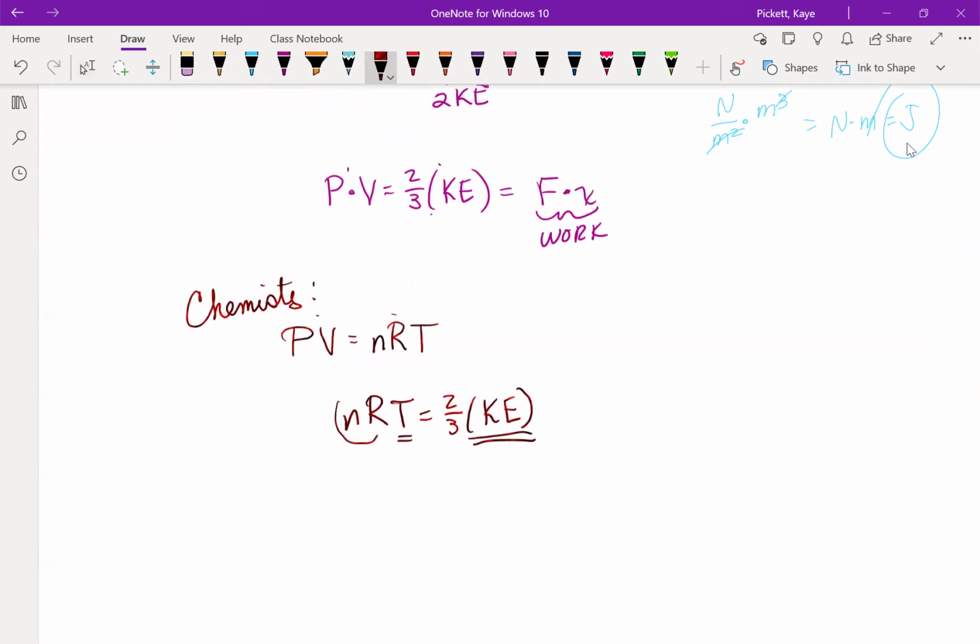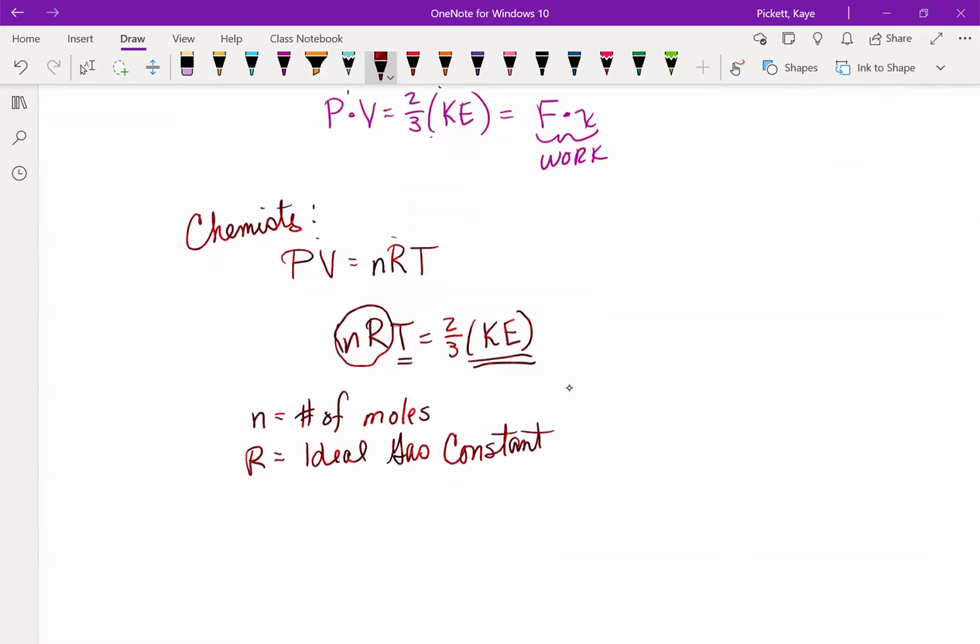And so now we have to take a look at what this means. n is the number of moles. R is the ideal gas constant. And T is temperature. So if I were to do this, I would say that the average kinetic energy of a system is 3/2 nRT.